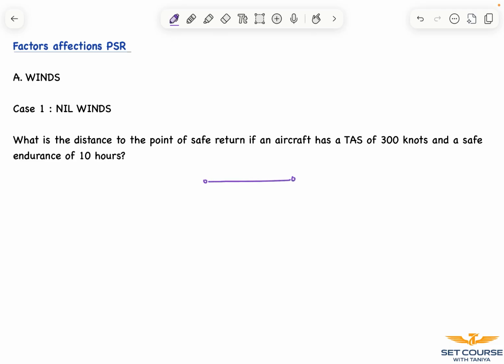We are asked to calculate the distance to our point of safe return, which is, say, P. From A, we have our endurance as 10 hours and TAS as 300 knots. Now the distance, say D, is going to remain the same. So by equation, we have the time from A to P as T, and the other time would be 10 minus T, which is endurance minus time.